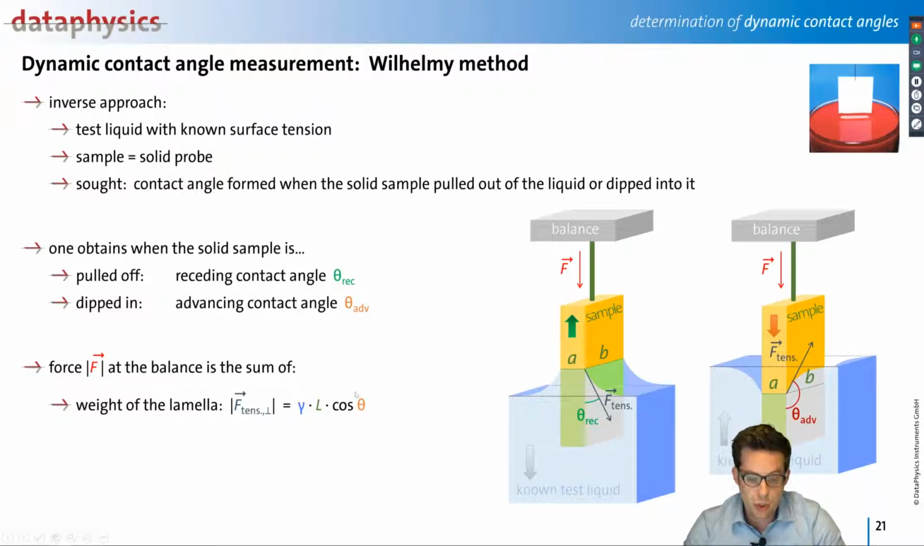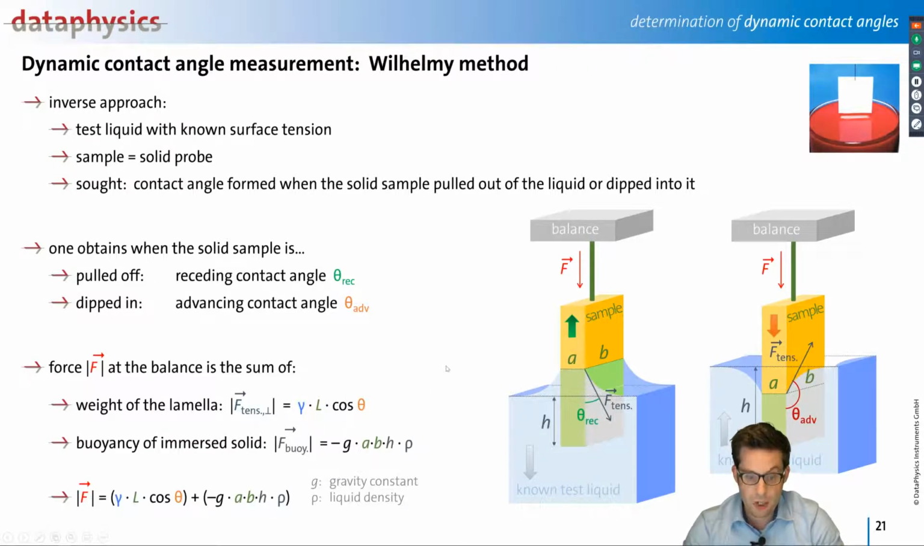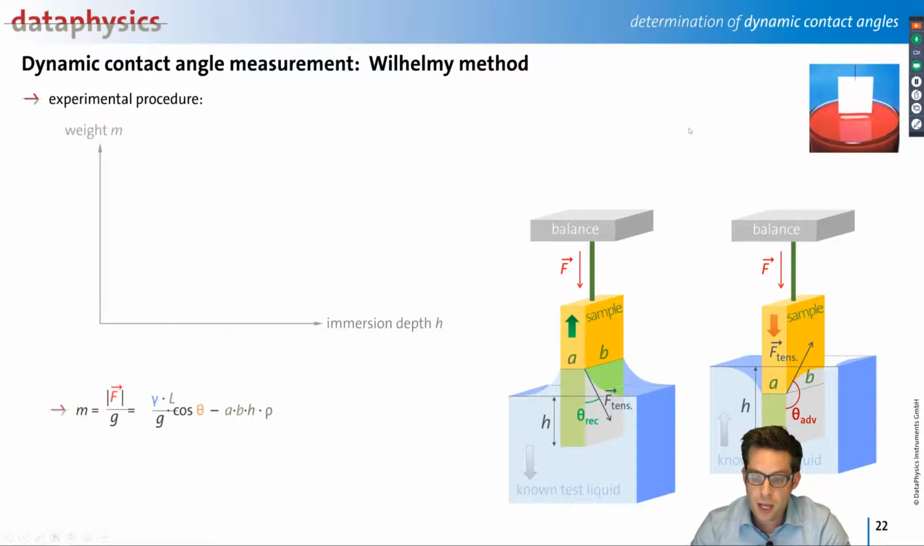So the only unknown here is the contact angle that can be very easily determined. But we have a little problem, because when you look here now, the sample is a bit underwater. So this means there's also a buoyancy effect. So we have to do the measurement in a way that we can exclude this buoyancy effect. And it's actually quite simple how we do this.